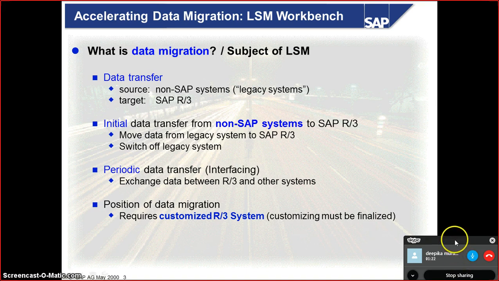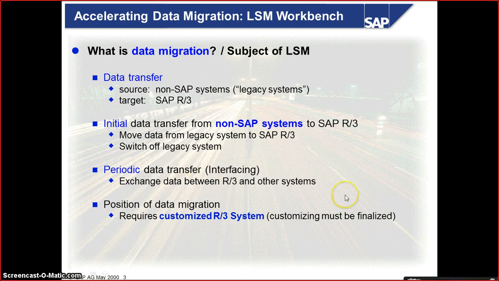And here we have initial data transfer from non-SAP systems to SAP systems: move data from legacy system to SAP R3, and switch off the legacy system. So completely migrate the data from legacy. Any non-SAP system is called a legacy system here. Periodic data transfer will also be possible. So we can exchange data between R3 and other systems using this LSMW concept.